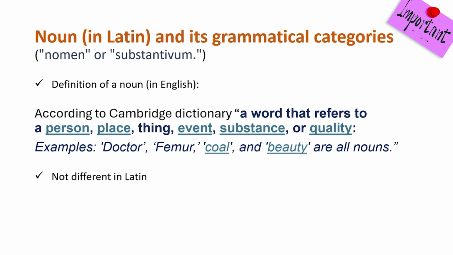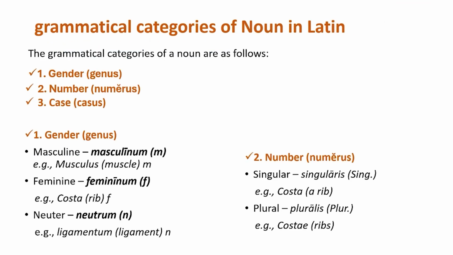Luckily, there's no difference between a Latin noun and an English noun, as we have inherited it from Latin. However, there is a slight difference in the grammatical categories of nouns in Latin. The grammatical categories of a noun in Latin are as follows. Number one is gender, number two is number, and number three, the cases or the casus. So these are the categories of a noun in Latin. Let me explain one by one.